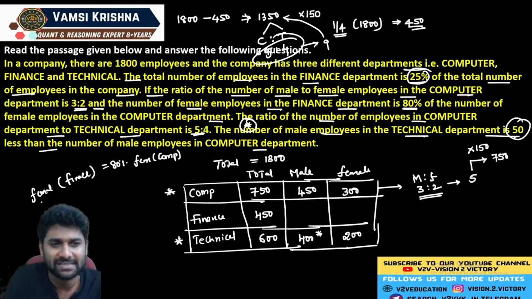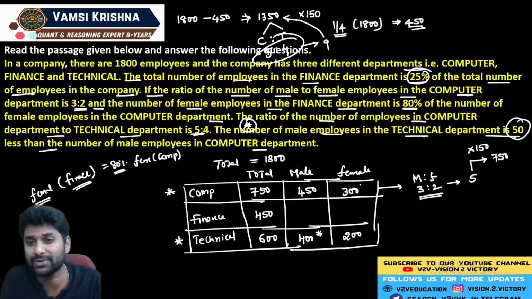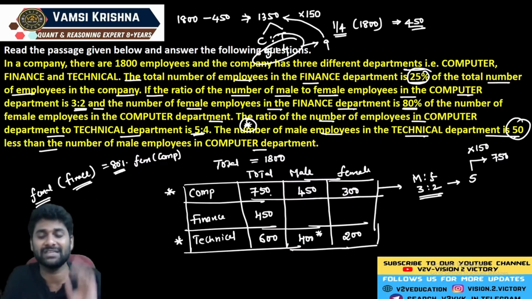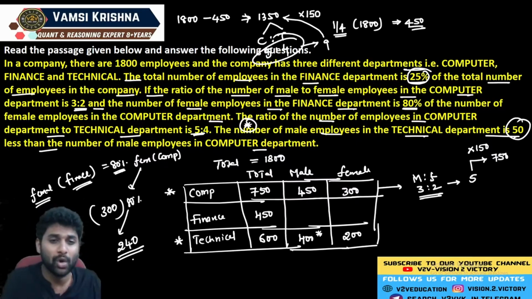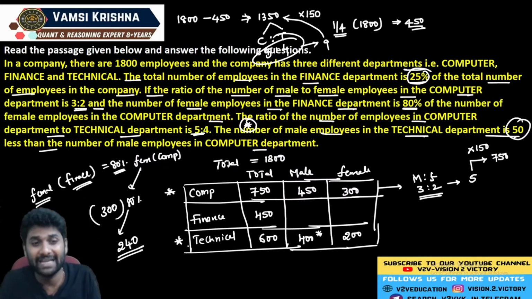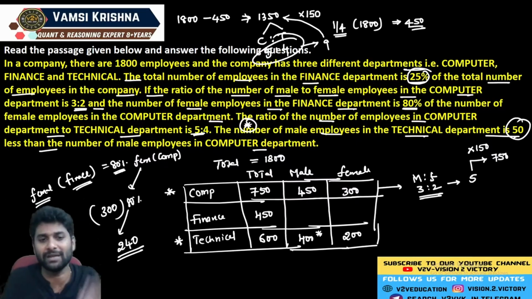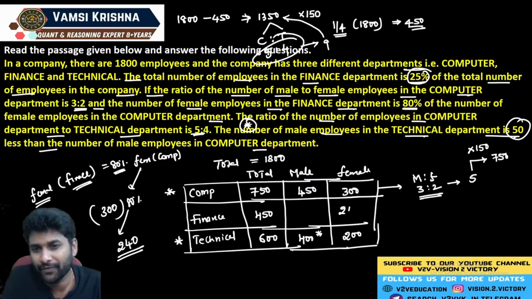And we have a comparison. Number of female in finance is exactly equal to 80% of females in computer. How many females are in computer? 300. So out of 300, now just calculate 80%. So 80% of 300 is 240 people. So 240 people are working in the finance department, and that too, female. So female is 240, which means definitely male is 210.